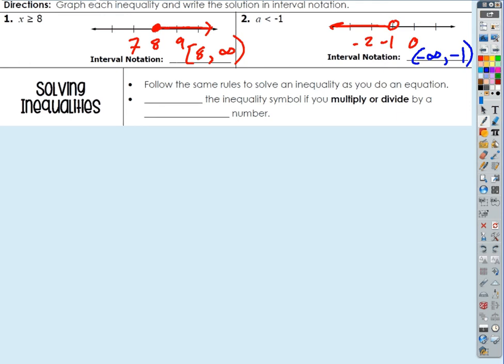So, solving inequalities. Just quick reminder. We follow the same rules to solve an inequality as we do to solve an equation with a few exceptions. Now, the only exceptions you guys have probably ever talked about.